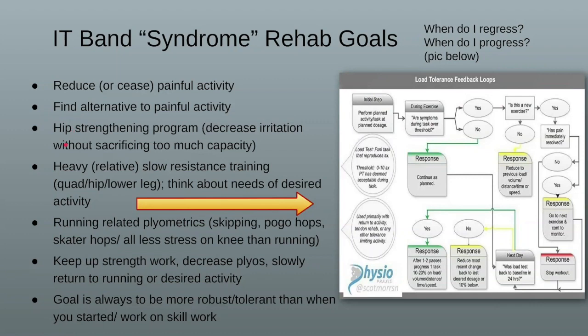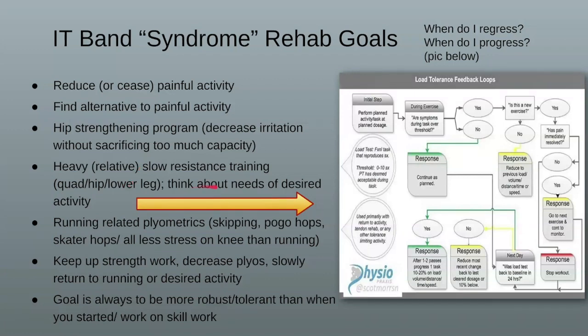We will start you on some sort of a hip strengthening program. This is not because you have a weak glute or weak hip. This is just because we want to start loading the tissue around the knee to help desensitize it to pain without making you bend your knee too much. So making sure that we find really hard exercises for you that aren't irritating your knee. And then we always want to make sure that we get into some heavier, slower resistance training.